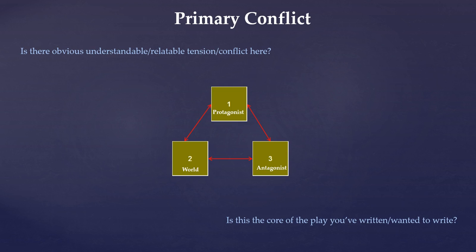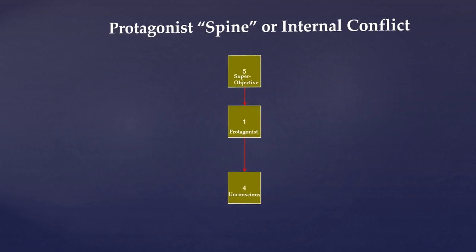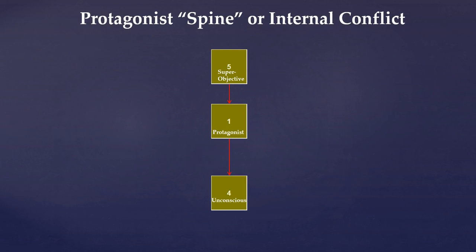The next relationship I want to look at is the internal conflict of your protagonist, the spine of your protagonist. The conscious desires and motivations of your protagonist are in conflict with the unconscious forces that inhibit or restrain a character. So looking at these desires and the general external appearance of the protagonist, is there tension between those two things and the unconscious?